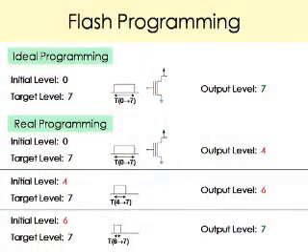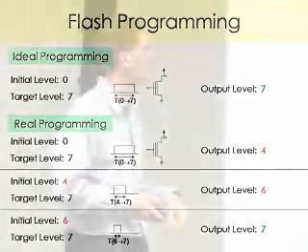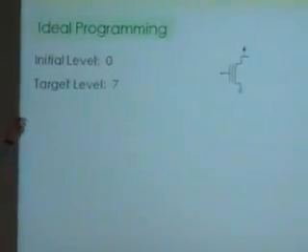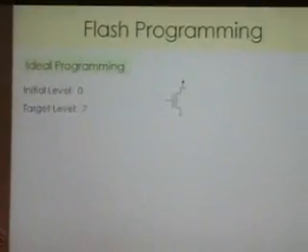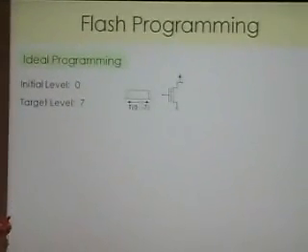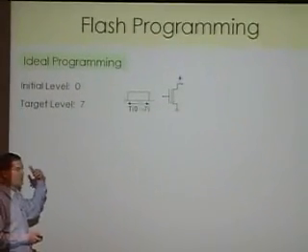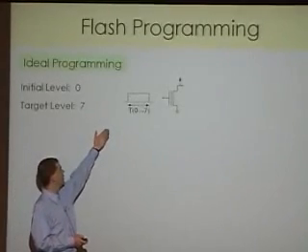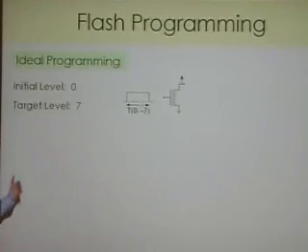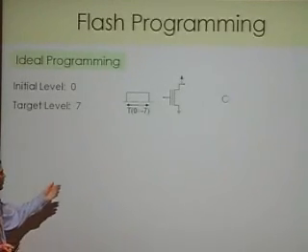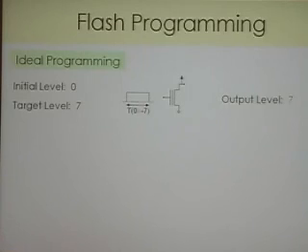So here is a flash cell, and we want to program it. Let's look at the ideal programming. Ideal programming means that we want to start from some level 0. We want to get to some level 7. That's an example. What we do, we apply some pulse that we carefully devised, a pulse that should take us from 0 to 7. And since it's an ideal programming scheme, what we get in the output is 7.